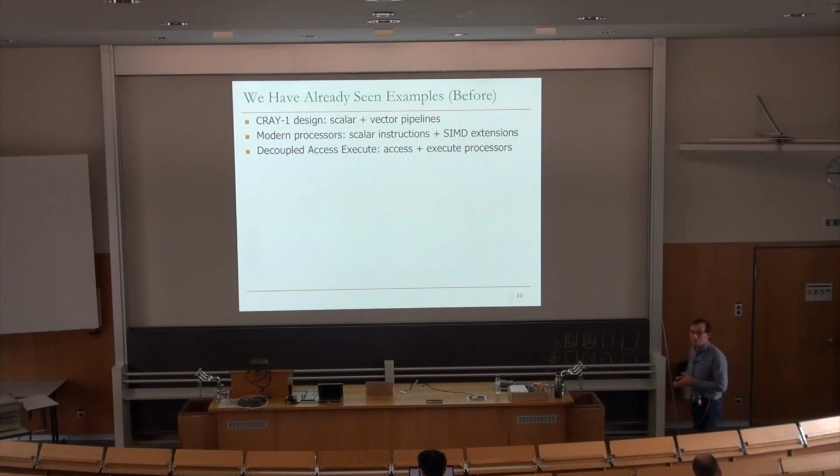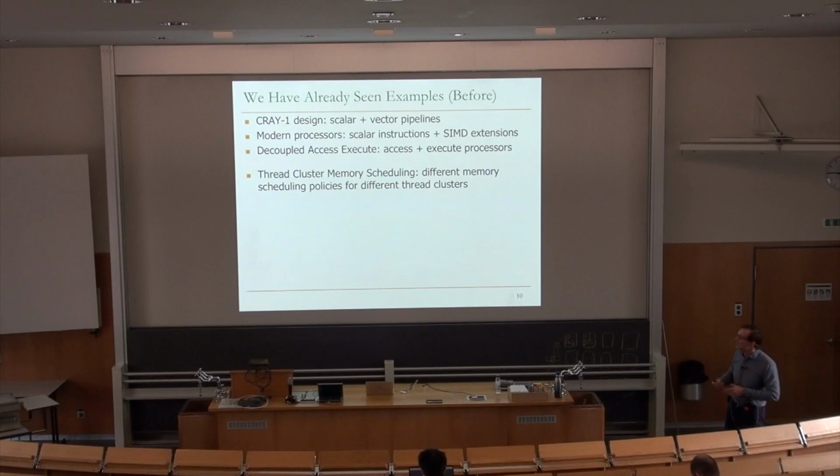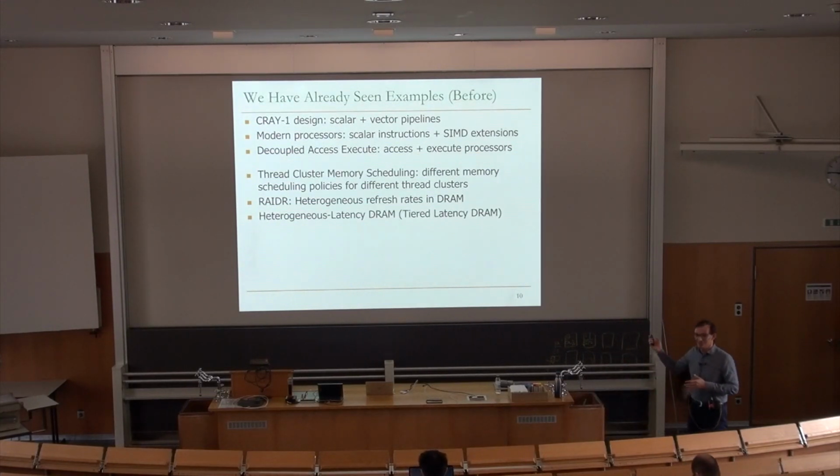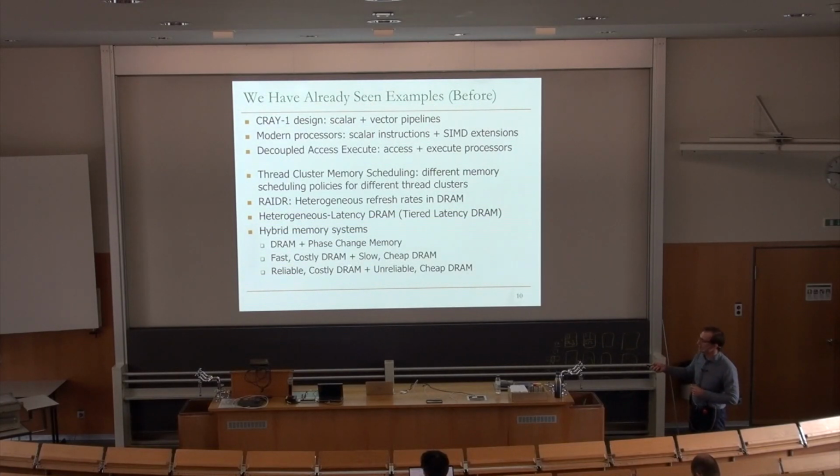Modern processors have scalar instructions plus SIMD extensions. We've seen decoupled access and execute. You have access and execute processors. They're specialized for different things. We've seen very recent examples. Thread cluster memory scheduling is based on the realization that different memory scheduling policies are better fit for different thread clusters. Again, asymmetry. RAIDR is an example of heterogeneity. You have heterogeneous refresh rates in DRAM as opposed to one-size-fits-all refresh rate. Heterogeneous latency DRAM, like tiered latency DRAM, and many other examples of heterogeneous latency DRAM that we've seen. As opposed to having one-size-fits-all symmetric latencies, you just have asymmetric latencies for different portions. Hybrid memory systems is another example. That's a really good fit example that we've seen early on. You have these different asymmetric components, right?